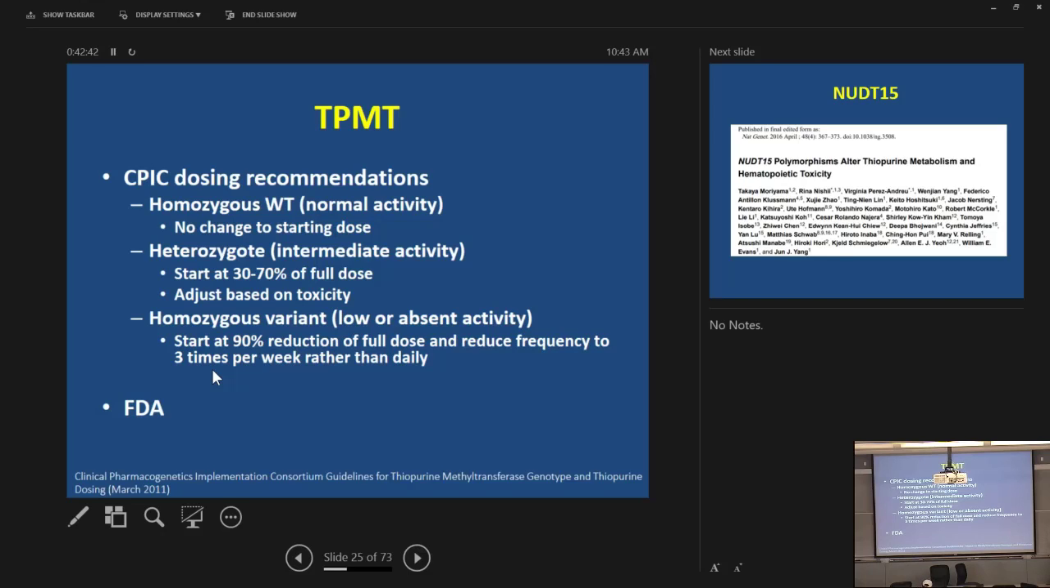All right. Did anybody find 6-mercaptopurine? What's in the package insert? Is there anything about dosing changes based on TPMT status? It says test for it, but it doesn't give you any guidance.